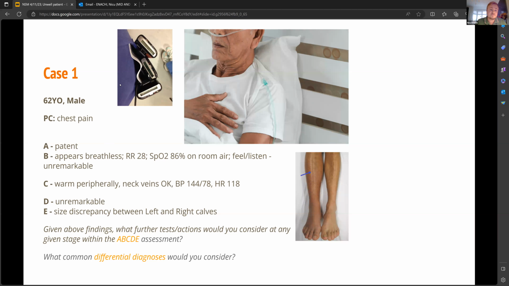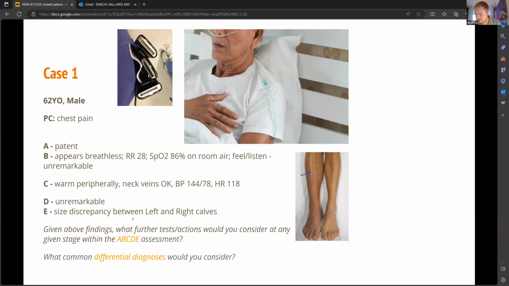I've put in some information here already, like the airway is patent when you review the patient. He looks a bit breathless. His respiratory rate seems to be on the higher side. His saturation is on the lower side. But when you feel their chest and you listen to their chest, it actually doesn't sound that concerning. Nothing really, no extra sounds that make you worried or reduced air entry or anything like that. They do feel quite warm peripherally. The neck veins look fine. The blood pressure seems to be okay. They're a bit tachycardic though. Disability assessment, not much to say. When you expose the patient, you see one leg or calf looking significantly bigger than the other one.